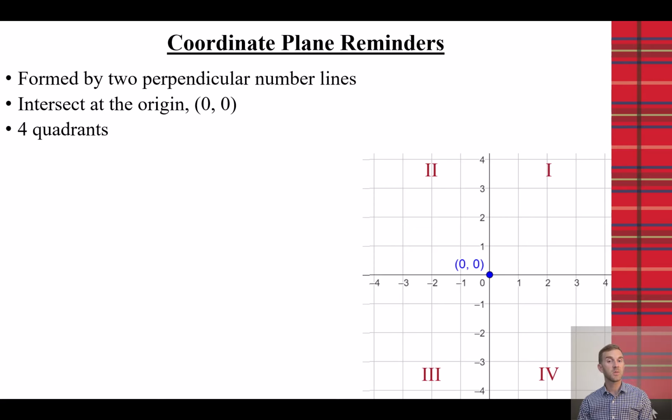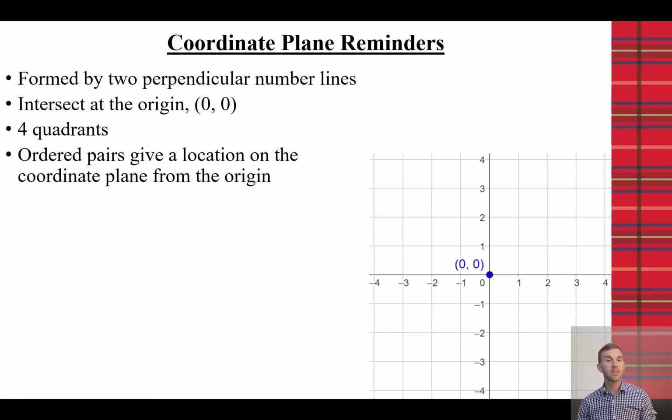This can be helpful because maybe you have a problem that lists that the issue is in the third quadrant. So you know that's the bottom left quadrant, and both the x and y value have to be negative there. Also, we know that the ordered pairs that are on the coordinate plane are in relationship to the origin. How do we get to that specific location? So when we see an ordered pair labeled as 3, 2, we know we started at the origin, we went right 3 units and up 2 units to get to that location.